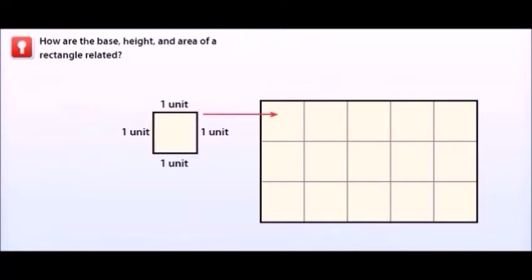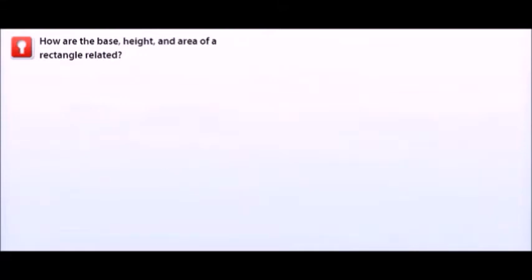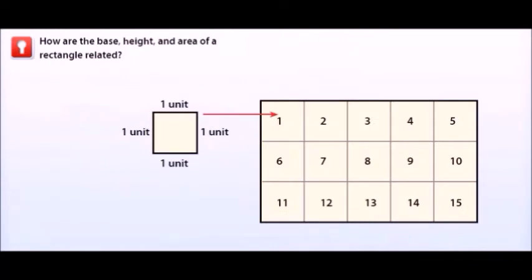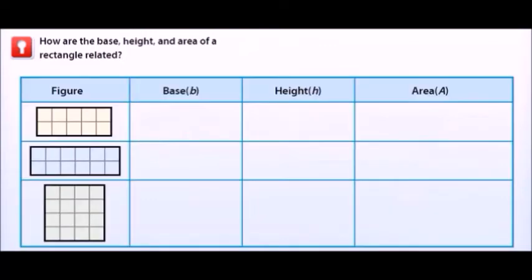To find the area of a figure, count the number of square units inside the figure when it's covered without gaps or overlaps. How many square units cover this rectangle? It takes 15 square units to cover this rectangle, so the area is 15 square units. Let's fill in this table to find the areas of some more rectangles.